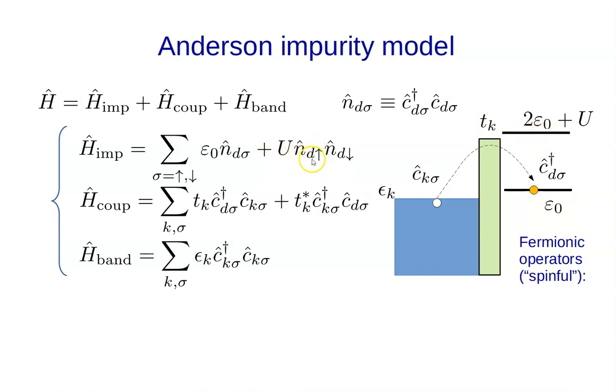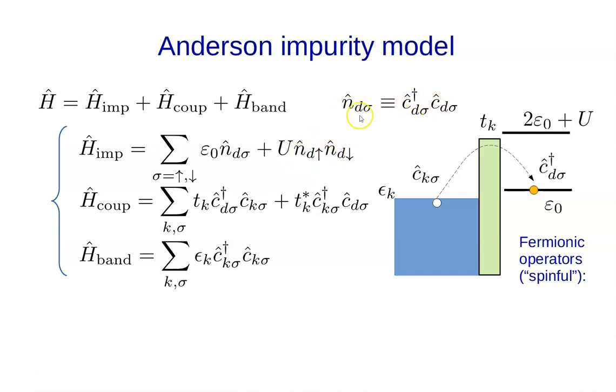So if N_d up is 1 and N_d down is 1, I get this extra term U. It means that if I have one electron, I have energy epsilon 0. If I have two electrons, it's not going to be just 2 epsilon 0, but it's going to be 2 epsilon 0 plus this term here. And notice that this term is quadratic in the number, so it's quartic in the number of operators.